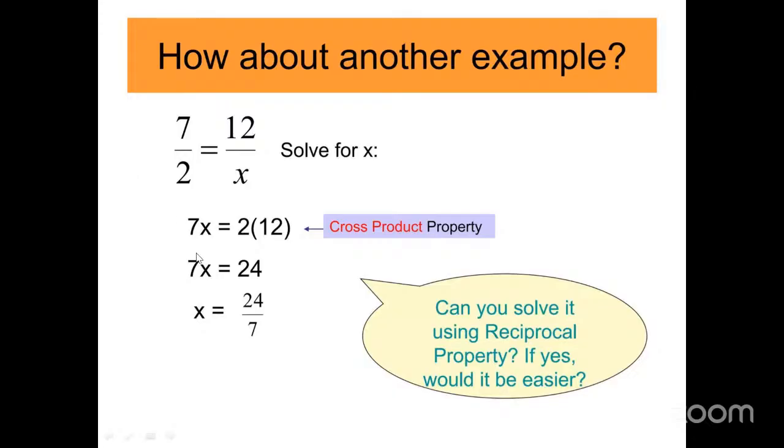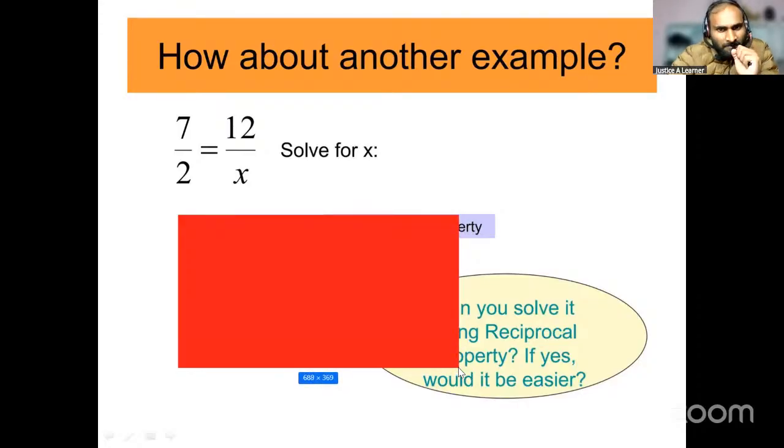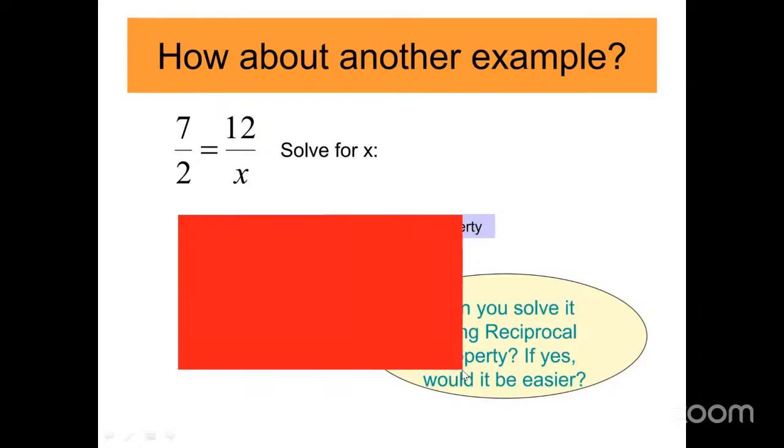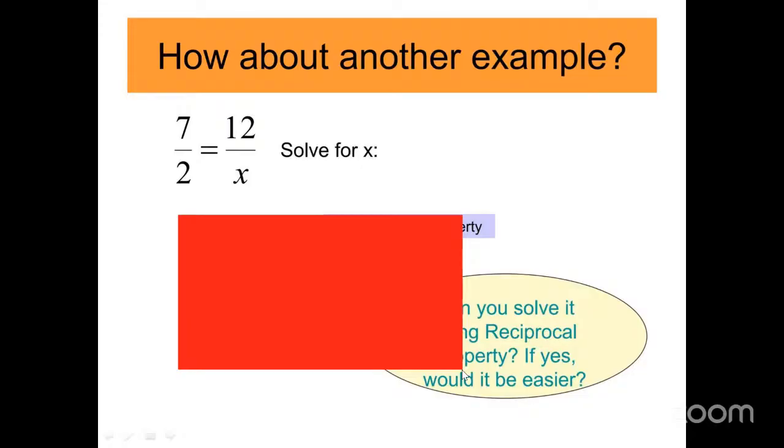What is the answer? The answer is now quite complicated. It's not complicated.